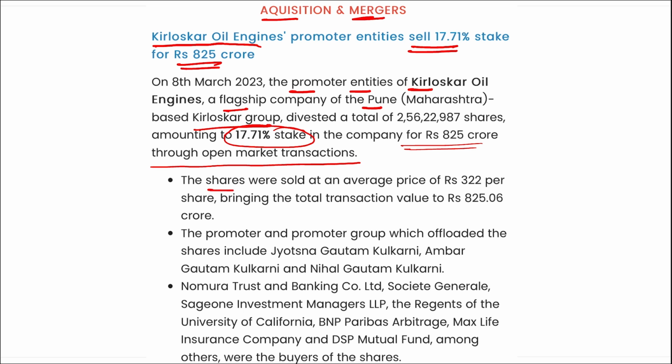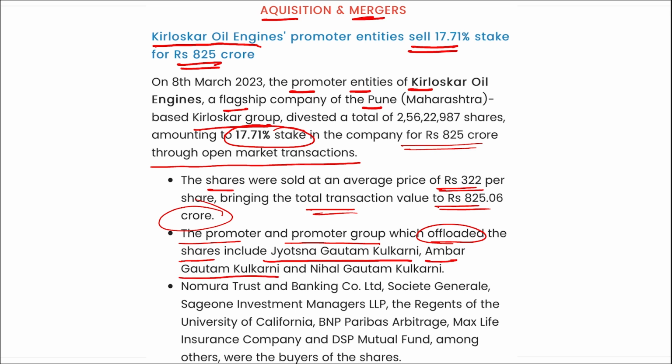The shares were sold at an average price of 322 rupees per share, bringing the total transaction value to 825.06 crore rupees. The promoter and promoter group which offloaded the shares included Jyotsana Gautam Kulkarni, Amber Gautam Kulkarni, and Nihal Gautam Kulkarni. Alright, so coming back, remember Kirloskar Oil Engines promoters have sold their 17.71% stake for 825 crore rupees, and this was done through open market transaction.